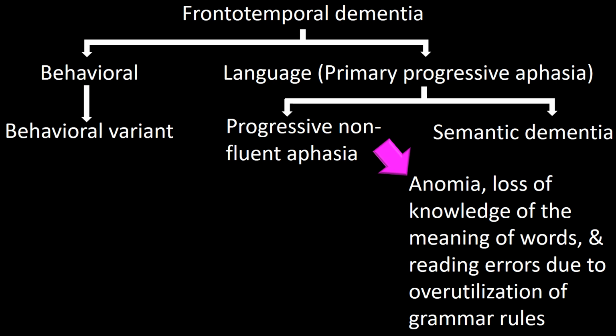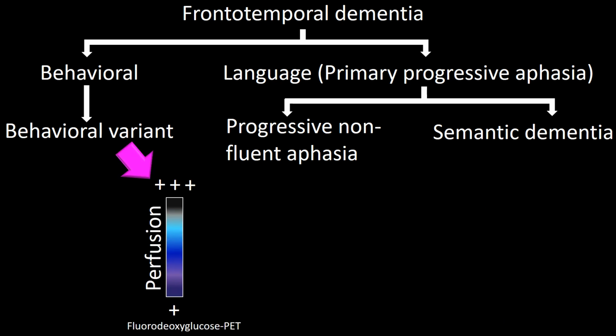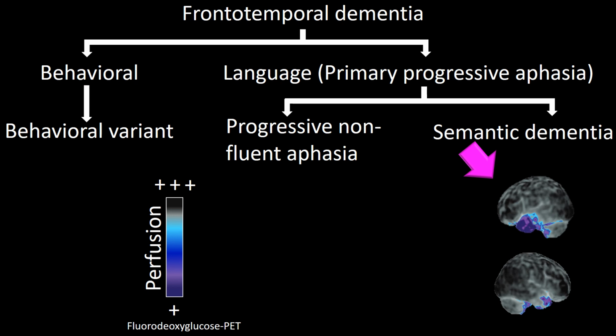Patients with semantic dementia sound like progressive Wernicke's aphasia with normal repetition that goes on to become demented. PET scan in patients with semantic dementia has shown bilateral temporal lobe hypoperfusion, the left being more affected than the right.